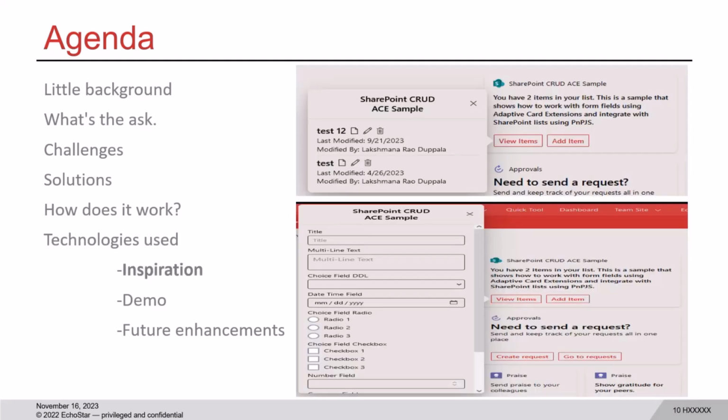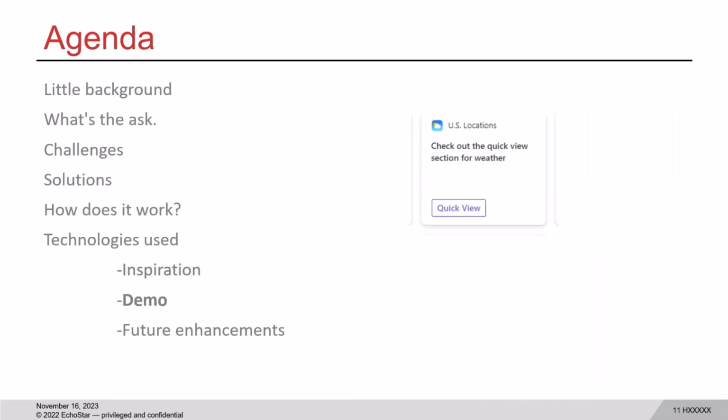Moving on to the next slide. The inspiration for this whole thing came from this particular report from the samples, where there is a specific sample that performs all the CRUD operations, create, retrieve, update, and delete, against a SharePoint list. So that is what inspired us. And then there is a little bit of a learning curve when you are working with ACE cards. Basically that has to do with the JSON and how you want to format it and how you want to display it. With that, we were able to build this. And then moving on to the next slide, let's take a look at the demo.